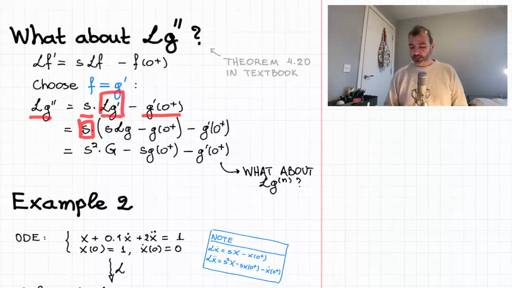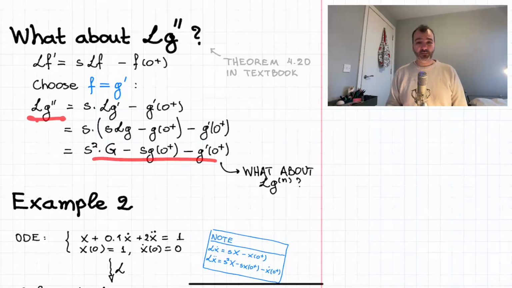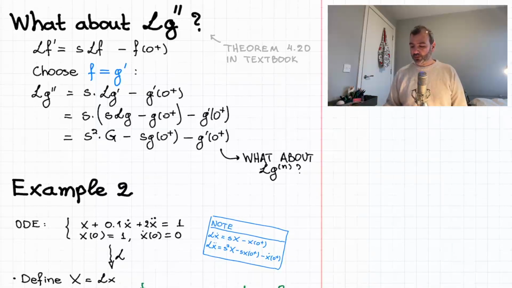And the good news is that we know what this is from before. It is s times, and then you have s times Laplace of g minus g at 0 plus. And outside you have minus g derivative at 0 plus. You can do the multiplications there. You can denote the Laplace of little g by big G. And that's it. That's your formula for the Laplace of g double prime. And this begs the question, what about the Laplace of g triple prime, fourth derivative, fourth order derivative, and so on?